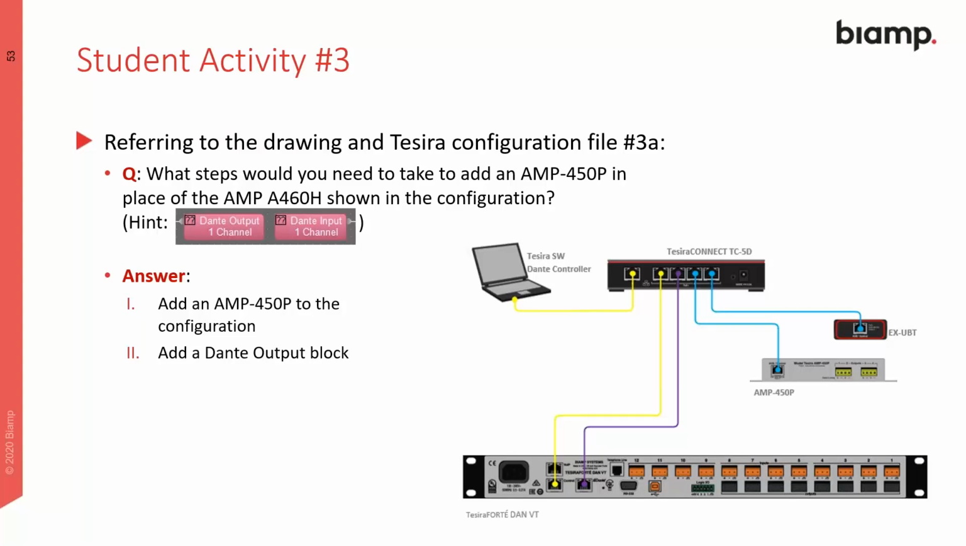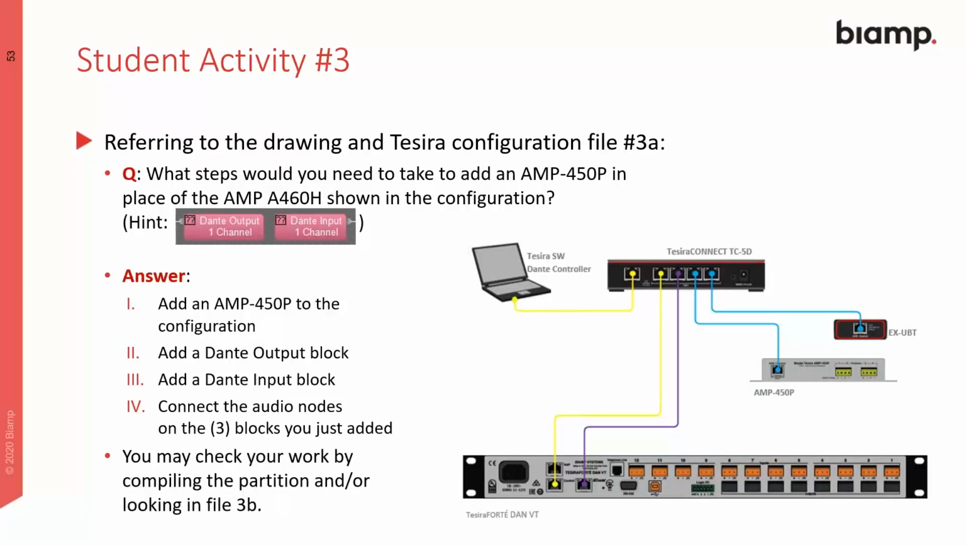So the answer is just to add AMP450p, add Dante IOs, one input and one output, and connect the nodes between the TesiraCONNECT 5 and D. That's it. If you want to verify your work, just open the 3B file.